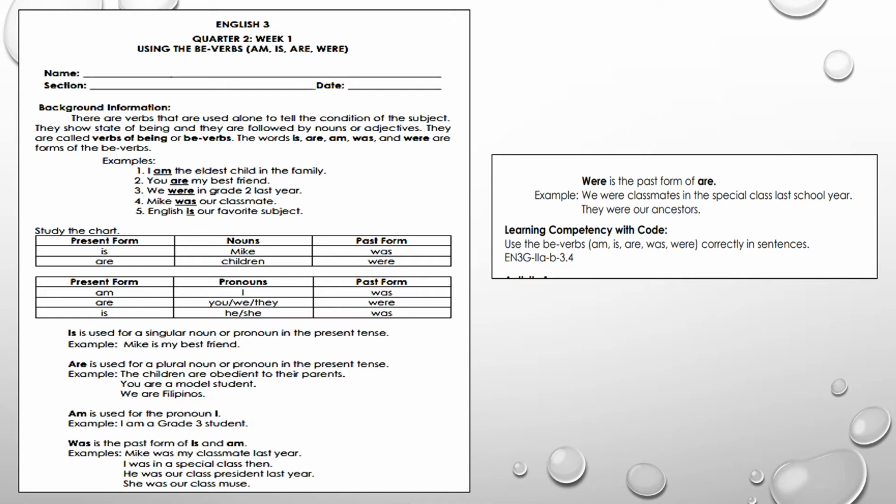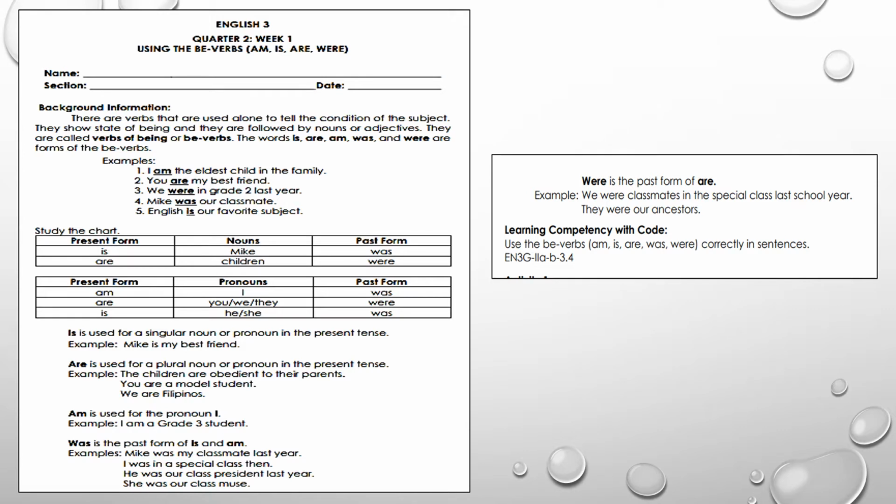Using nouns, we can use these be verbs in the present form, which are is and are. But if we're going to use it in a past form, or it's already done, or it happened already, you can use was and were. So in a present form, is is used. In a past form, was can be used. And then we have are for present form. And then we will use were if we're talking about a past tense or it happened already.